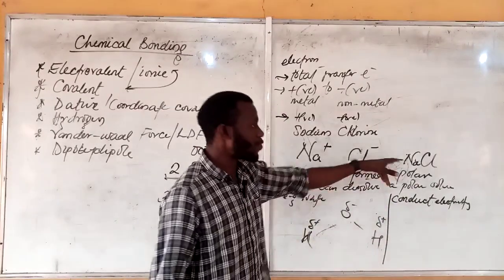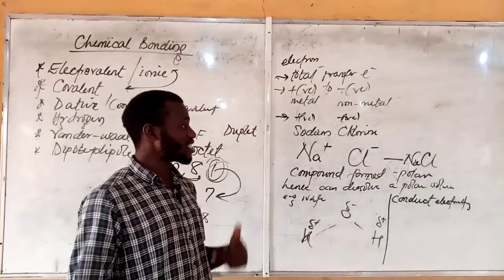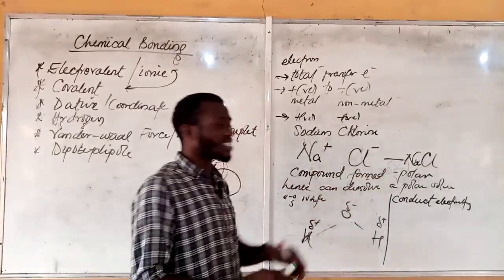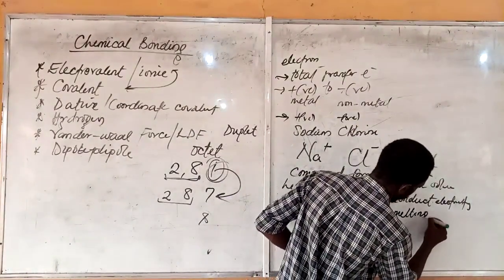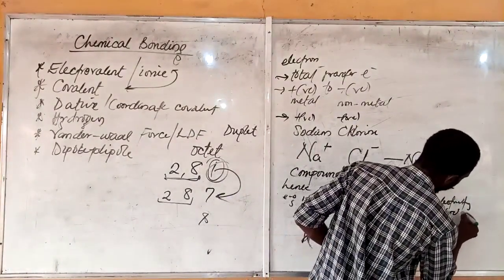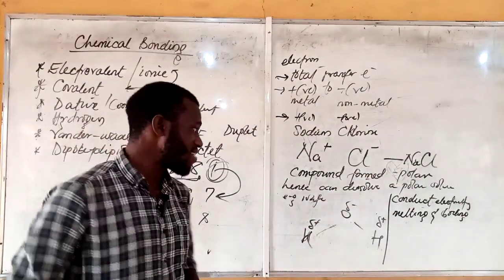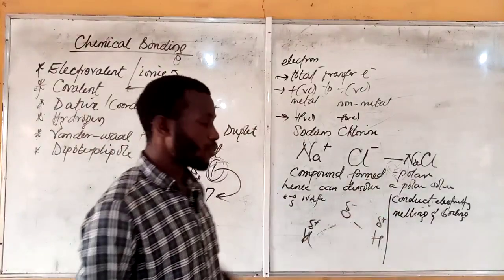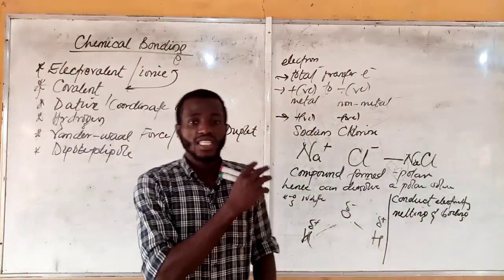Now, this bond formation is also a very strong bond, and because it is strong, it gives this guy a high melting and boiling point. Because of the strength of this bonding, they have a high melting and boiling point. And these are the characteristics of the electrovalent bond.